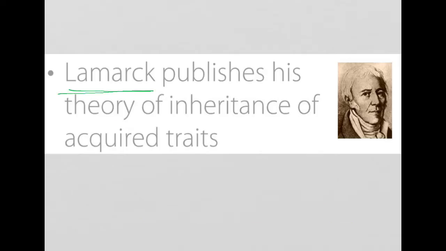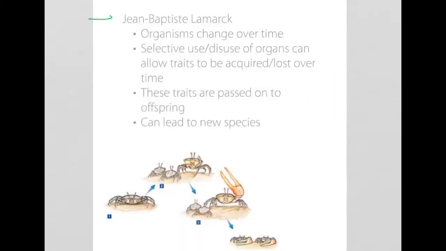Then there was this person named Lamarck. He published his theory on inheritance of acquired traits. Most people think that Darwin was the first person to say, oh, we inherit traits and these traits change us over time. Charles Darwin was not the first person to do that. Lamarck was. Jean-Baptiste Lamarck said organisms change over time, and on this, he and Darwin agreed. However, the process by which they change over time, they did not agree on.